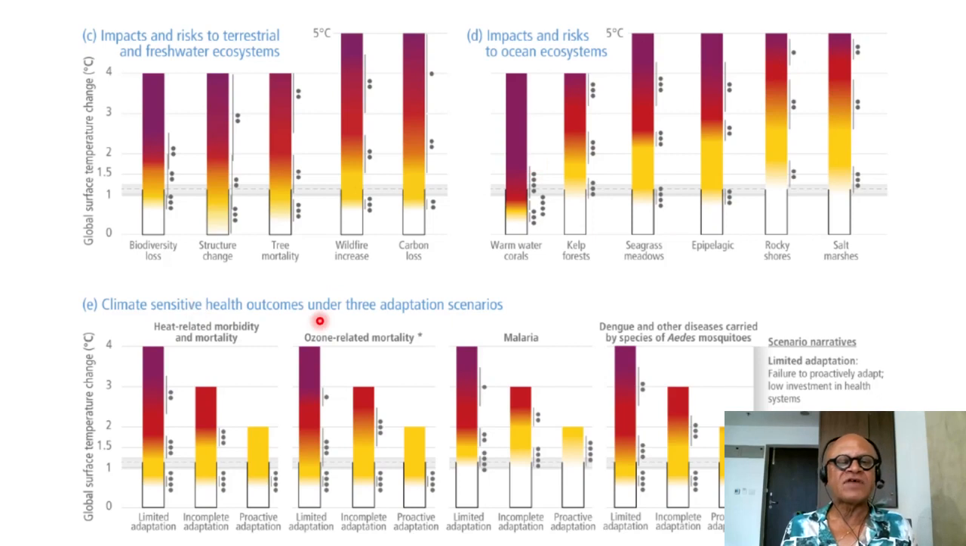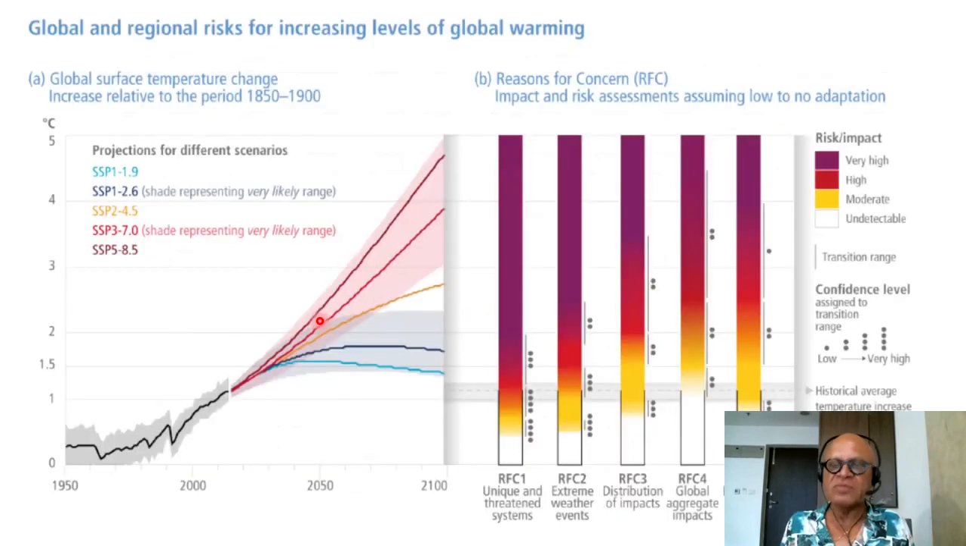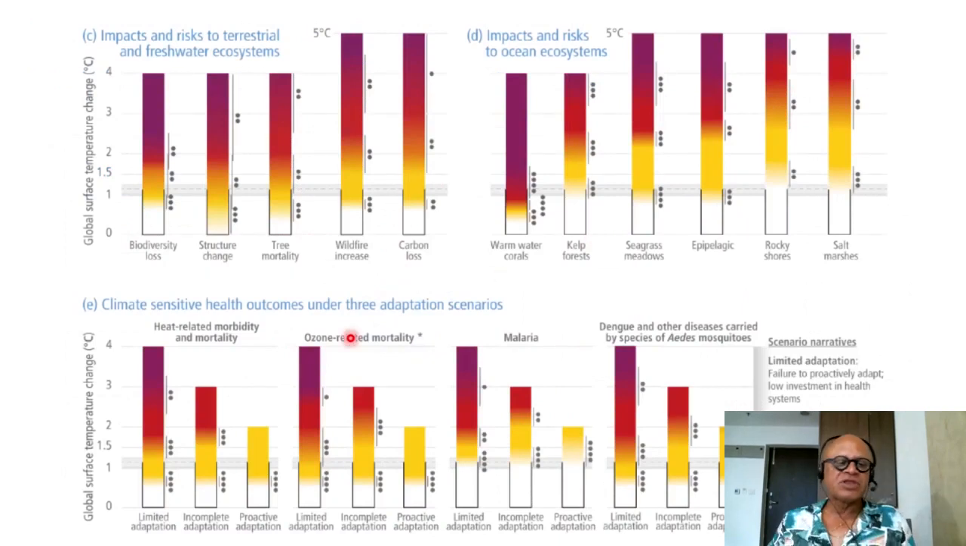Look at climate sensitive health outcomes under 3 adaptation scenarios. Now we are moving away from no adaptation. Here, instead of low to no adaptation, we are considering multiple adaptation scenarios, and those scenario narratives are often referred to as storylines. They correspond to limited adaptation: failure to proactively adapt, low investment in health systems; incomplete adaptation: incomplete planning, moderate investments in health systems; and proactive adaptation: proactive adaptive management, higher investment in health systems.